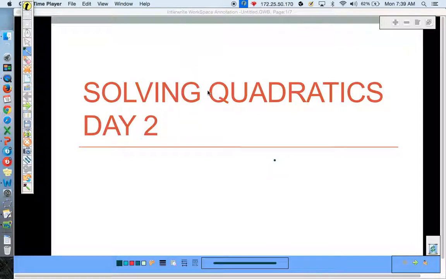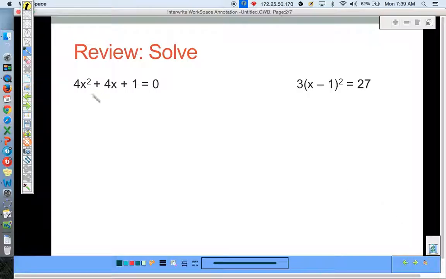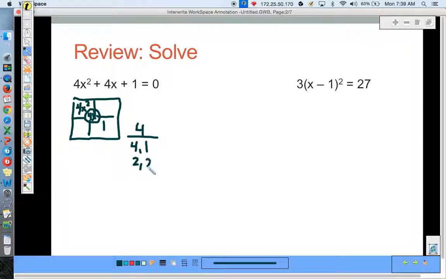Today we're going to look at a second day of solving quadratics using factoring. As a review from yesterday, if we want to solve these, we have the three terms here and it's a quadratic. We make our box and circle. So we have 4x squared, 4x and 1. Multiply a times our c value, so 4 times 1 is 4. And we list out those multiples, 4, 1, 2, 2. We're looking for things that multiply to 4 and add to this inner number of 4 as well. So we'll do 2 and 2.